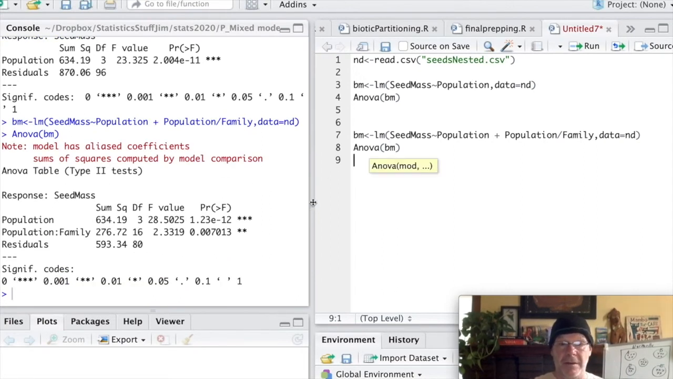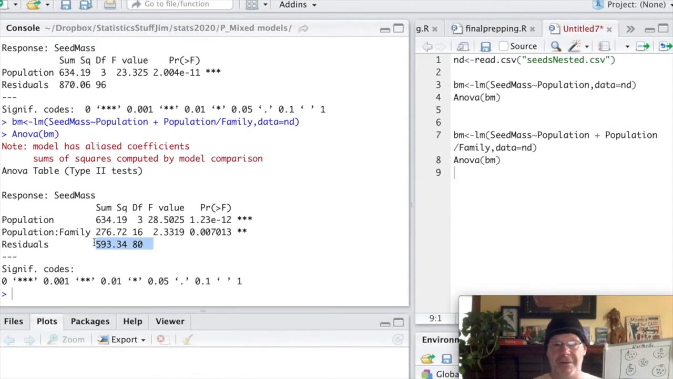Okay, so now at least we're docking ourselves a little bit more degrees of freedom here in the denominator. Indeed, we have four populations, so we have 3 degrees of freedom across populations. And then family nested within population, we have 16 degrees of freedom. That's because we started out with a total of 20 families and we had 4 different populations, so there's 4 different means that we calculated. It's the total number of degrees of freedom at that level minus the number of parameters estimated. We estimated 4 means, and so we have 16 degrees of freedom there, and then we have the residuals.